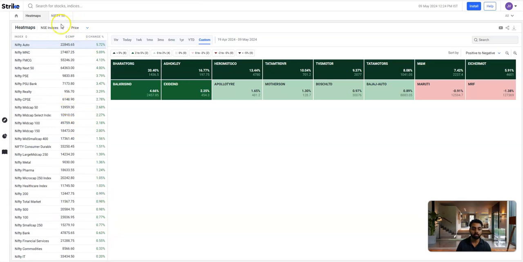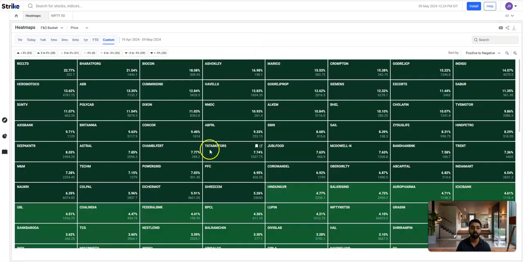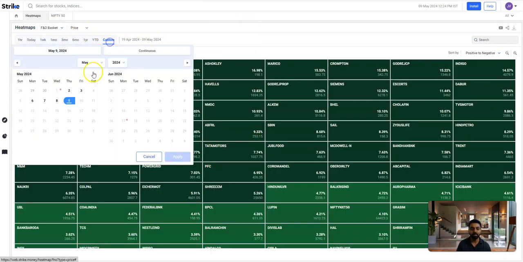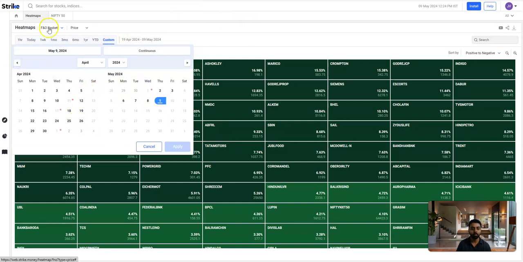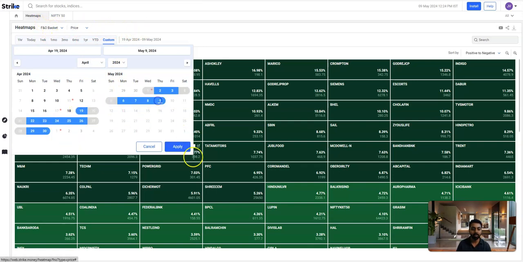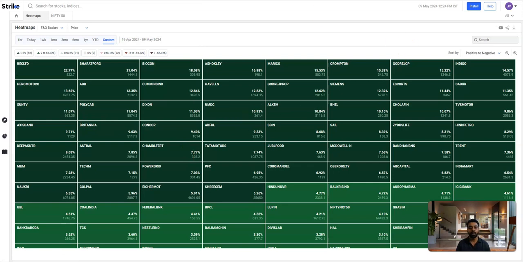Now this is not just applicable for indices and stocks, but we also have a different page for F&O stocks. You can apply the same filter over here, just as you did in the NSE price action. When you select the F&O basket, the similar filter gets applied. So what I see is that stocks like REC, Bharat Forge, Biocon, Ashok Leyland, Marico are all the outperformers, so maybe I would want to stick to those stocks.